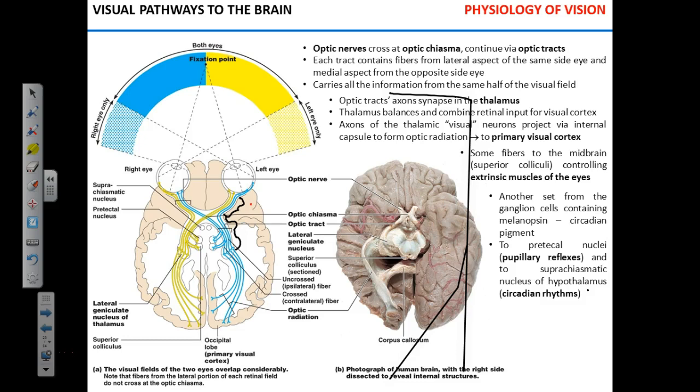This is a really fundamental concept. The fibers from each eye go to both hemispheres. Conversely, you can see that each hemisphere receives the signals from each eye. Does it make sense? Your left hemisphere receives signals from both the left and right eye. Same goes for the right hemisphere.